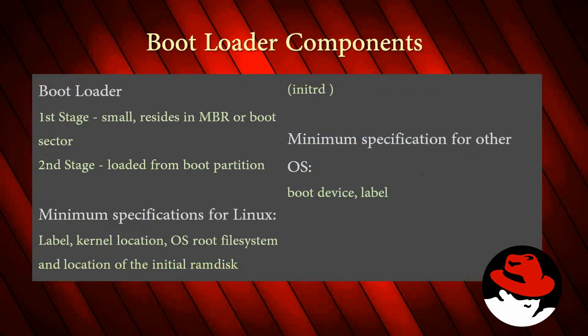The bootloader consists of 2 stages. First stage, second stage. The first stage is small. It consists of a small number of files which reside in the MBR or boot sector. The boot sector is the key sector of your hard disk, of your storage device. Then comes the second stage, which is loaded from the boot partition that you create during the installation of your operating system.